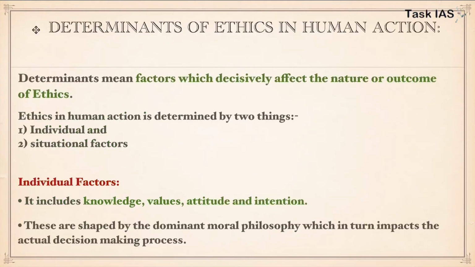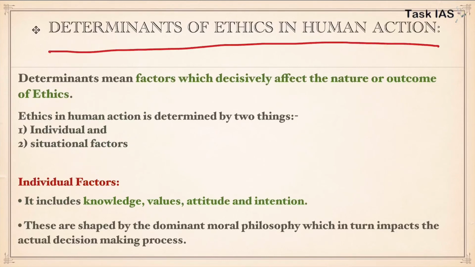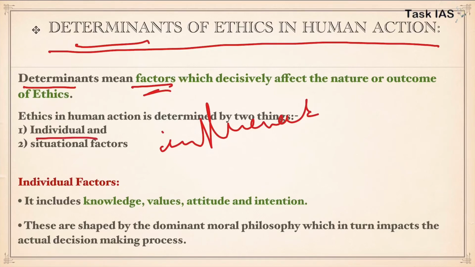Now, determinants of ethics in human action. This is the second topic we will now cover. Let's see. Determinants means factors. These are those factors which influence the course of our action. So when we discuss ethics in human action, it is influenced mainly by two factors. Firstly, individual factors, and secondly, situational factors.